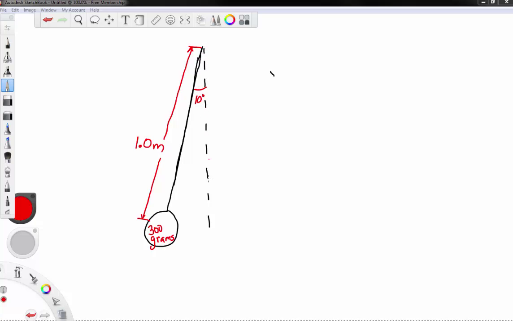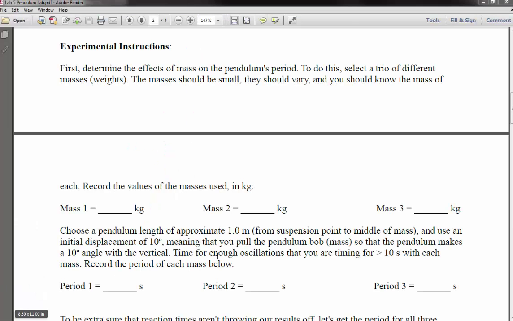Maybe be easiest to measure it with it hanging vertically, by the way, but it'll still be 1 meter long either way. And I've pulled back by 10 degrees. So you've got to use your protractor to measure off 10 degrees here. So then you release this thing, and it makes however many swings you've decided to pick as your number. And you time it. You'll get some number. And note that the instructions basically just say time enough oscillations so that you have greater than 10 seconds with this mass. So you time until you have more than 10 seconds worth.